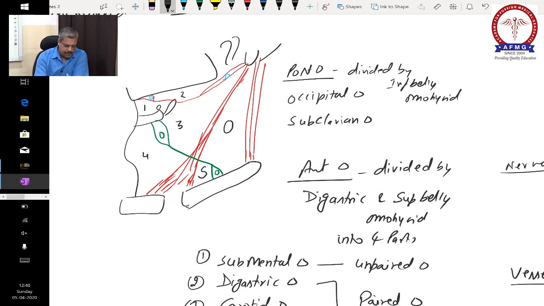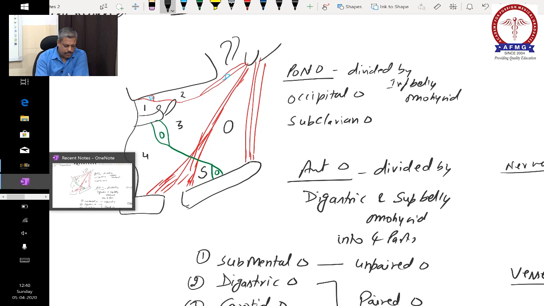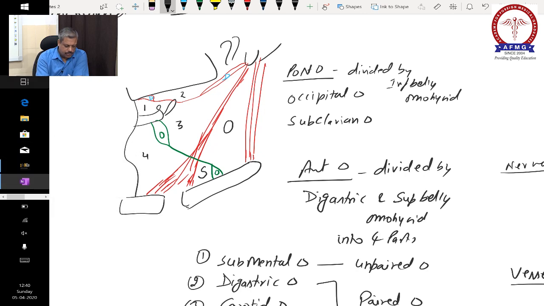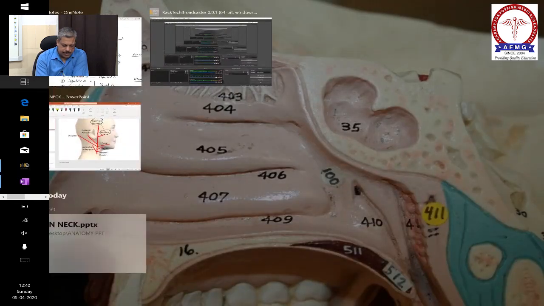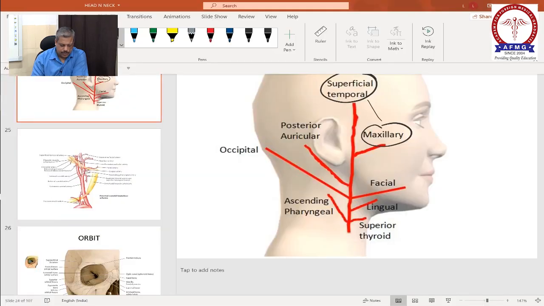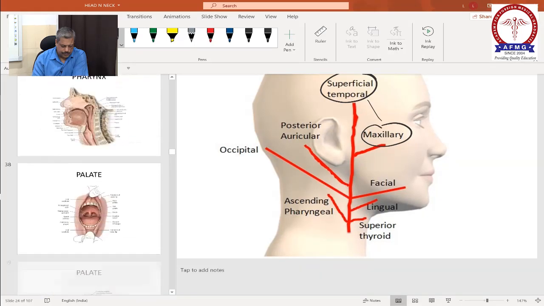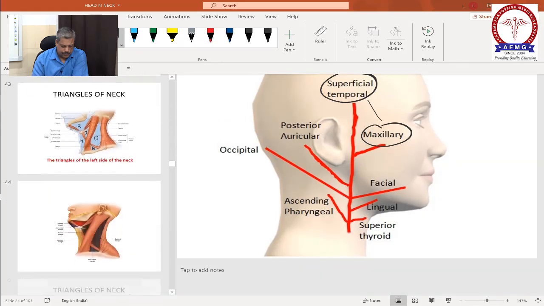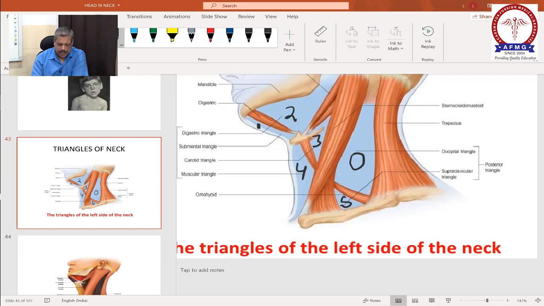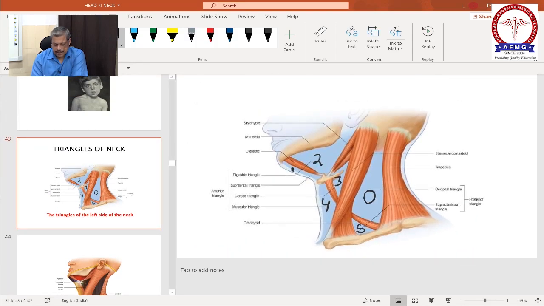Now again revise with this image. Clear? So see this. Now these are the triangles and we have finished this topic. Posterior triangle and the anterior triangle. Clear? So thank you.